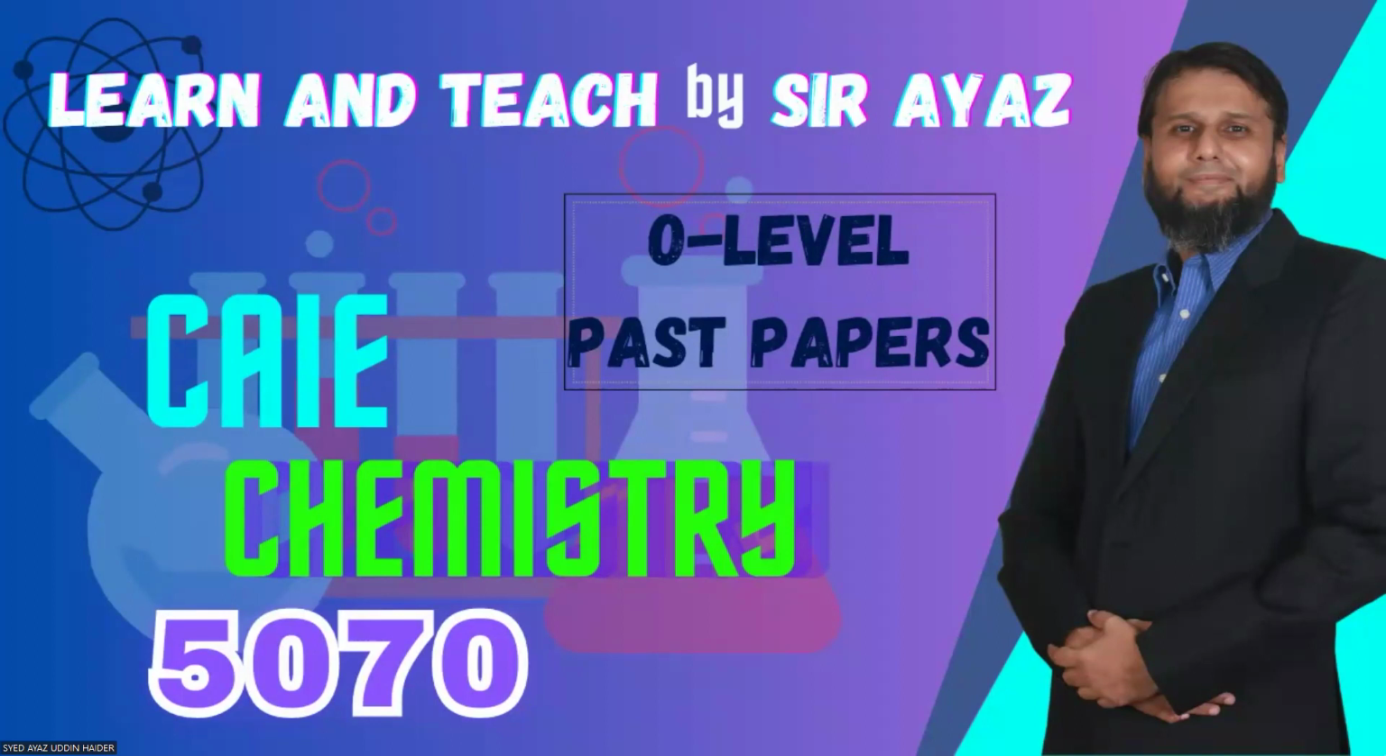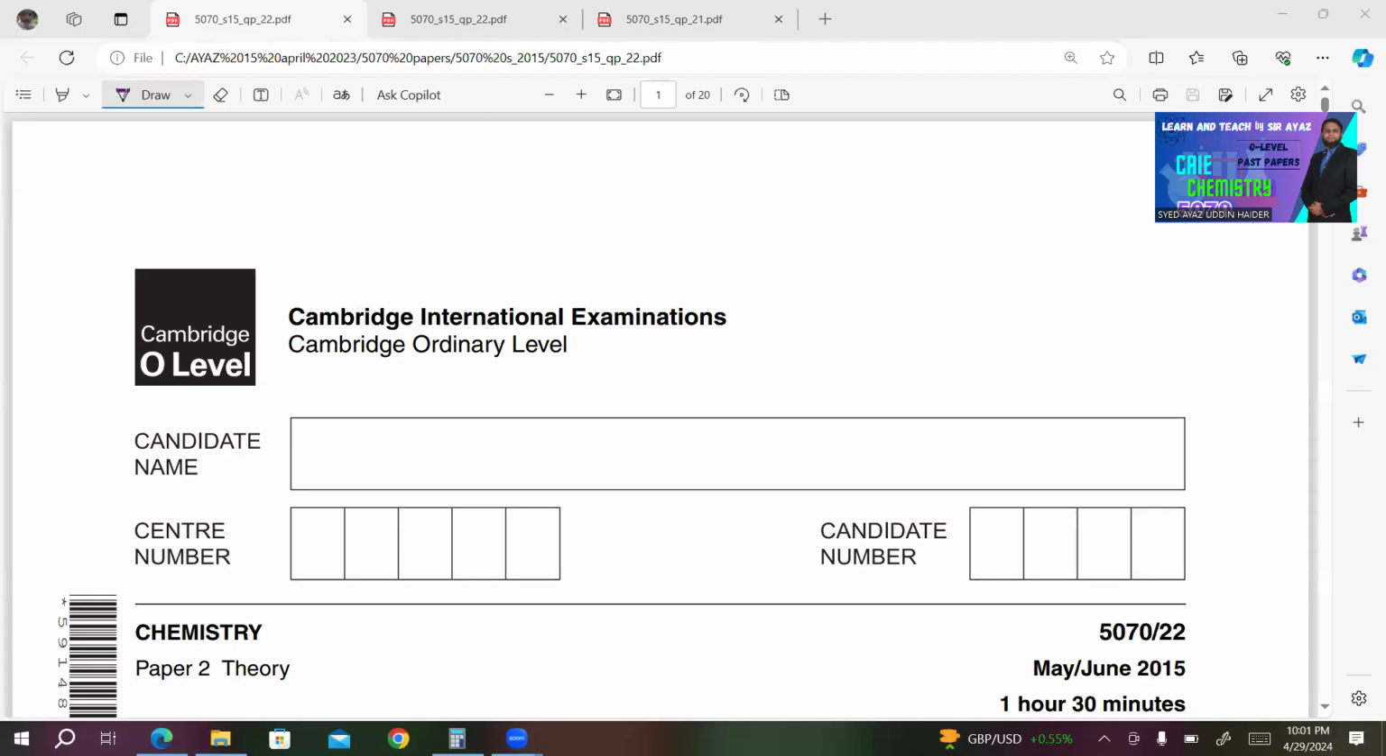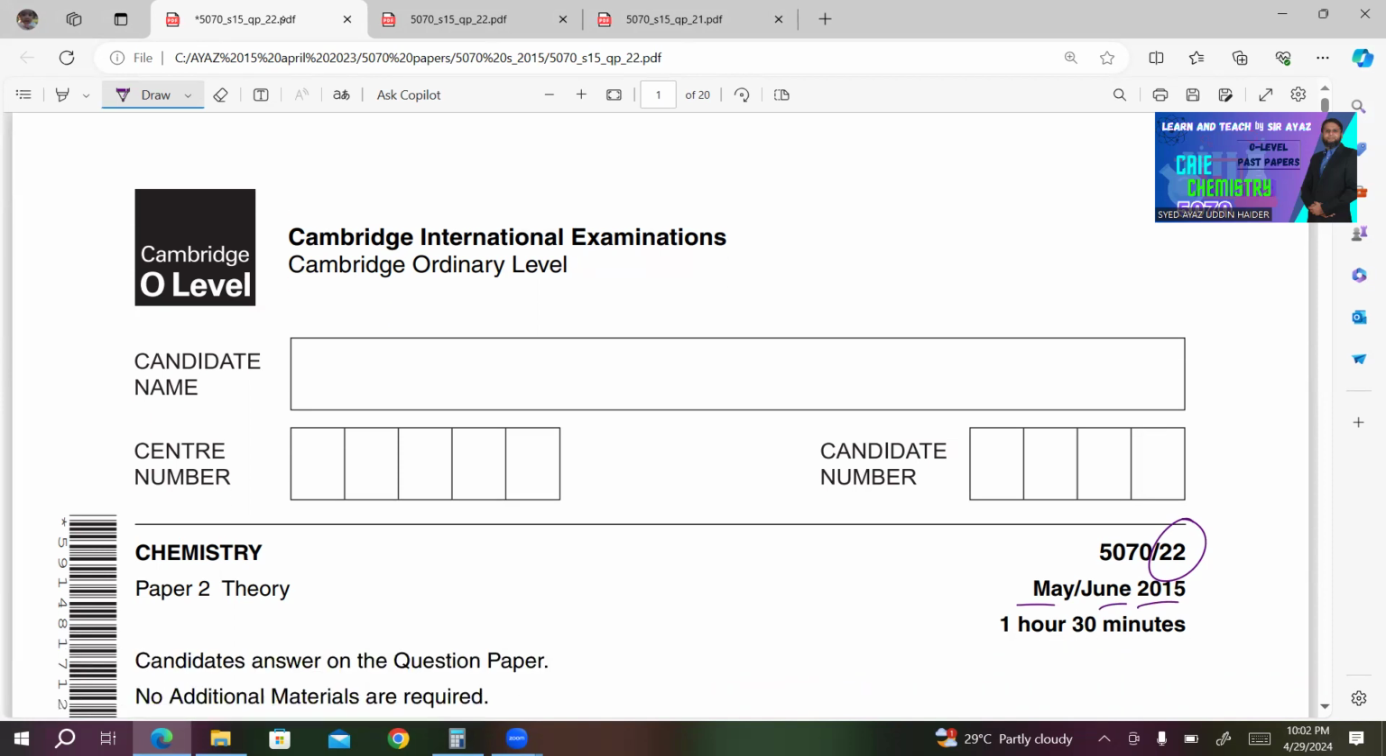Most of my students want me to solve O-level past papers of 5070, and they want me to solve 2015. So this time I have selected 5070 2015, and the variant is 22. It's May-June 2015. It's a 1 hour, 30 minutes paper. It's structured questions or theory.